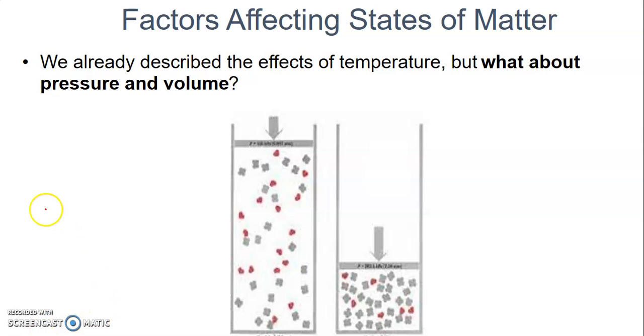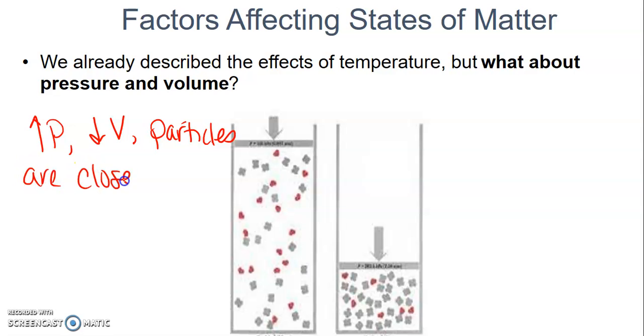So if the pressure is increasing, we know from this picture that the volume is decreasing. And as the volume decreases, you can see the particles on the right are becoming much closer together. And so if the particles are becoming closer together, that's going to lend itself more towards the characteristics of a solid.